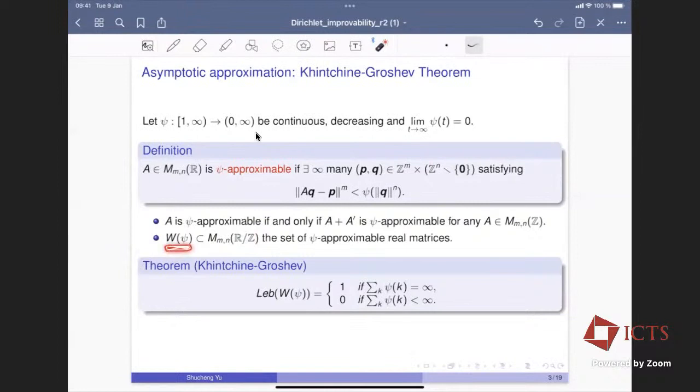So then I would denote W psi to be the set of psi approximable real matrices, and the Khintchine-Groshev theorem gives you a criterion on when the Lebesgue measure of this set W psi is 0 or 1. It says that if the sum of psi k is divergent, then this set W psi is quite big, in the sense that its Lebesgue measure is 1. And if the sum of psi k is convergent, then this set W psi is small, in the sense that its Lebesgue measure is just 0. This is the so-called 0-1 law, because it gives you a criterion on when this set has Lebesgue measure 0 or 1.